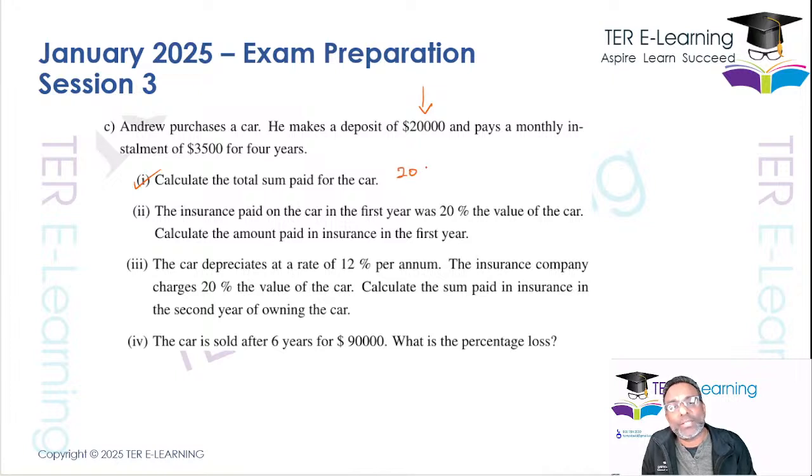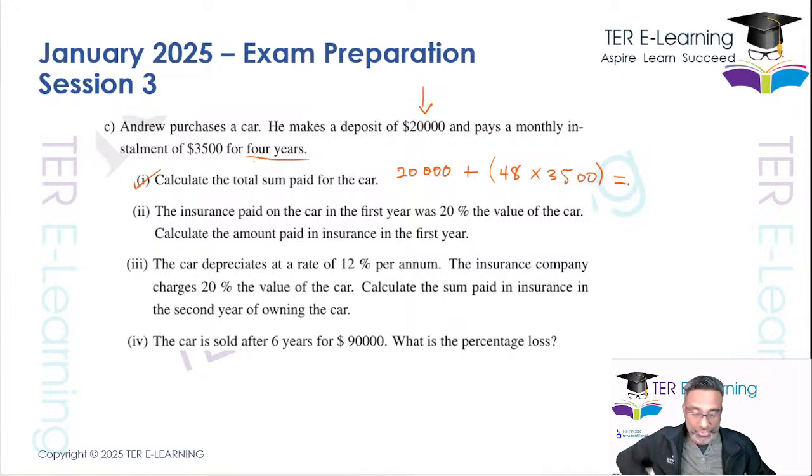So it's going to be 20,000, right? That's the down payment, plus, now the thing is you're making installments every month for 4 years. In 1 year, you have 12 months. So if you have 4 years, it's going to be 12 by 4, which is 48. So therefore, he's making a total of 48 installments, right? And each of those installments is 3,500, right? So if you want to work out the total value that he's paying for this car, that's going to be 48 multiplied by 3,500, plus 20,000. And you're going to get 188,000, right?